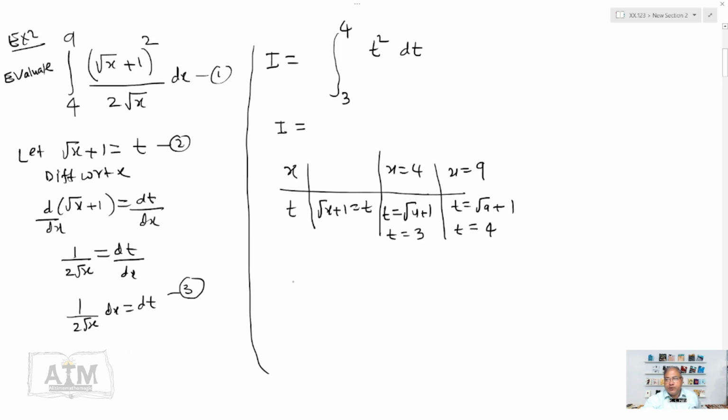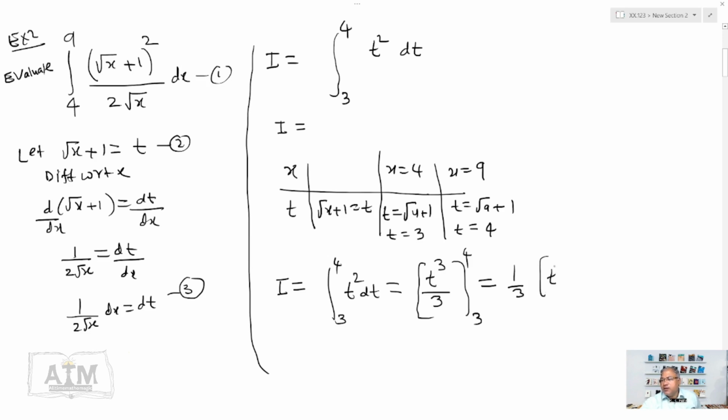After that, we have to do the integration. Integration from 3 to 4 of t square with respect to t. The integration of t square is nothing but t raised to 3 upon 3, and here the limits are 3 to 4. In episode number 1, I already explained how to manage the limits. If you are not getting how to manage the limits, then please watch episode 1 again. Now applying the limit, 1 upon 3 outside, here is t cube and the limits are 3 to 4.